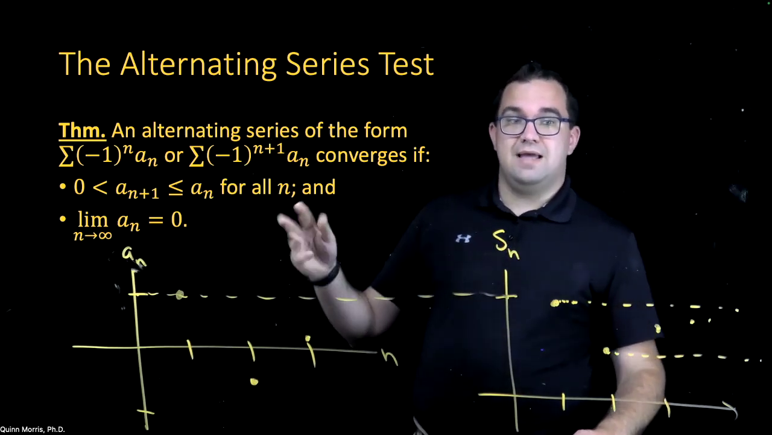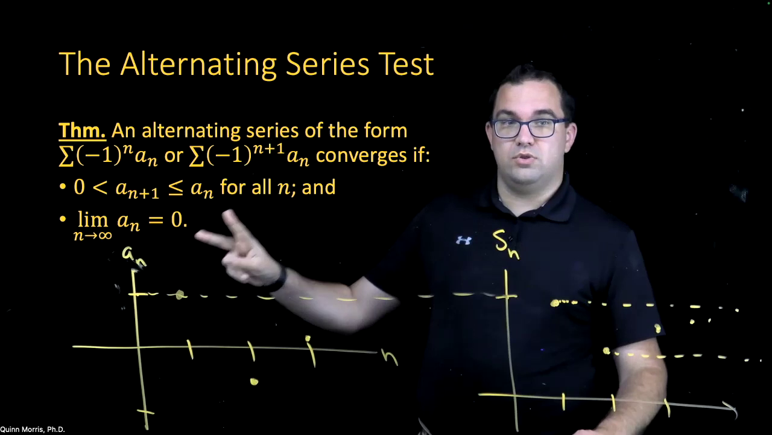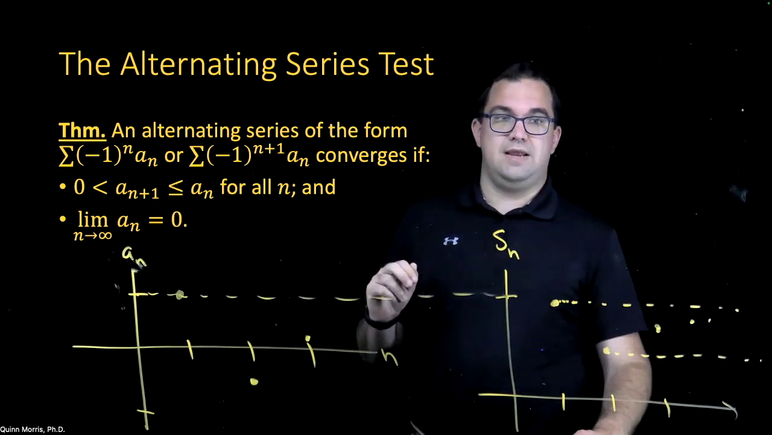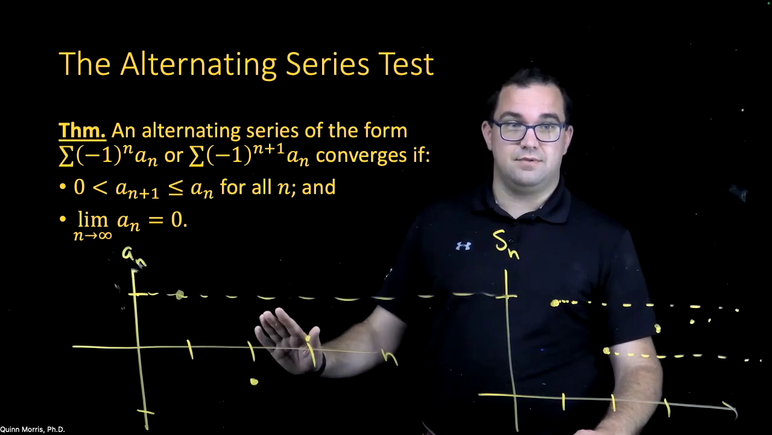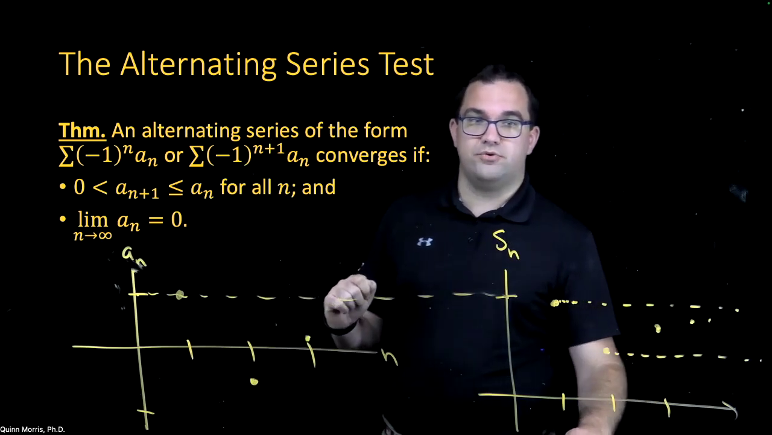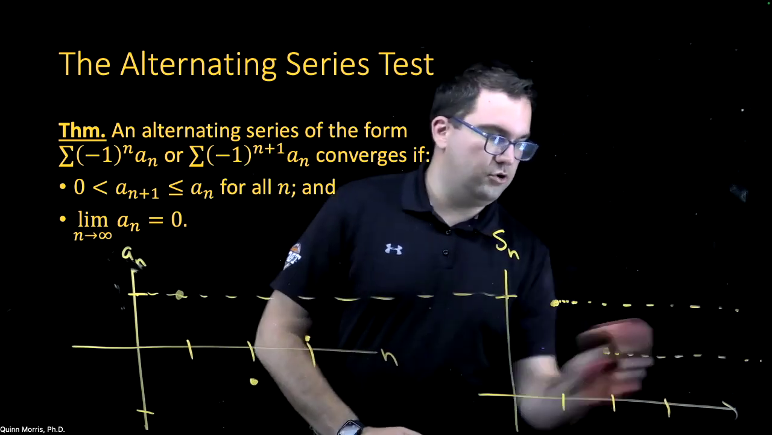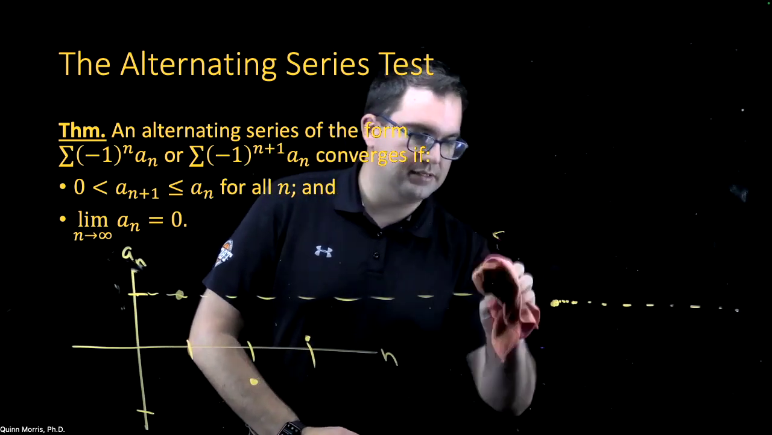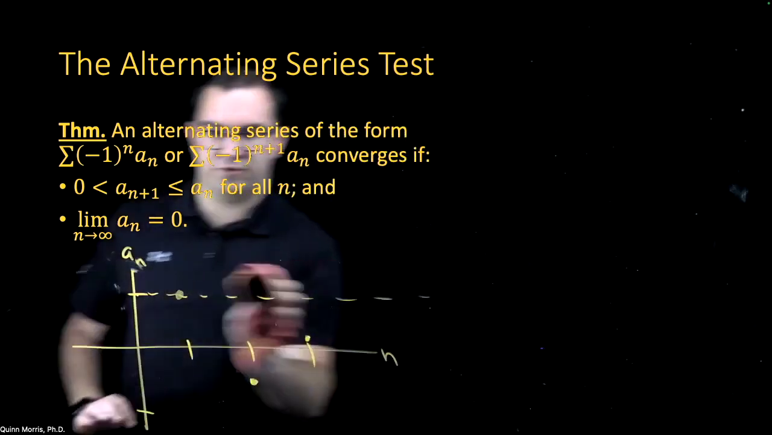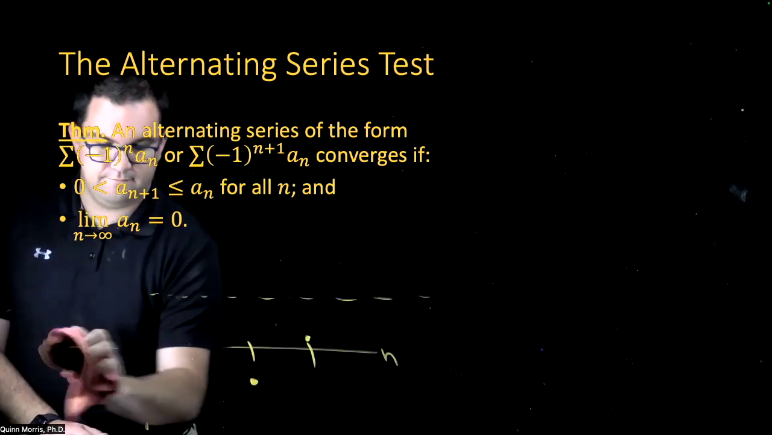Again, these two conditions only work if your series is alternating. If your series is not alternating, these two conditions don't tell you anything. But if your series is alternating, then this will tell you that your series has to converge. So let's see in practice what applying the alternating series test looks like.